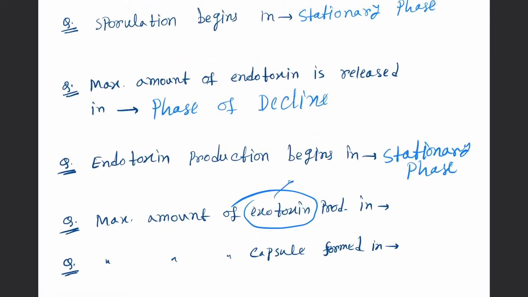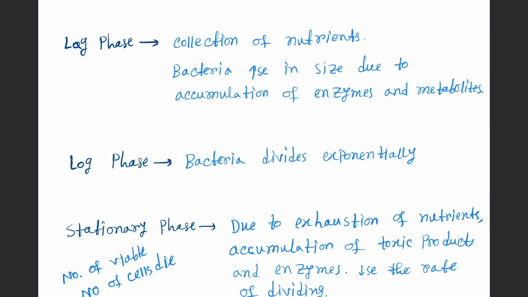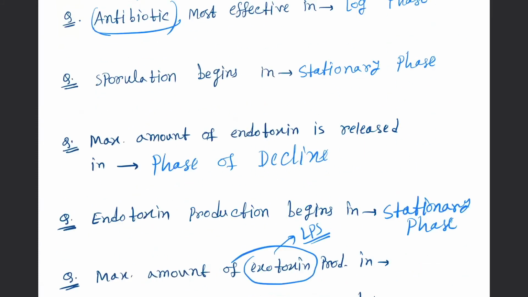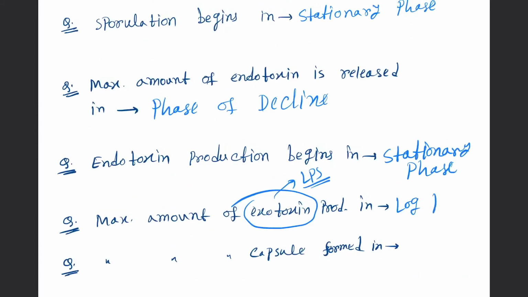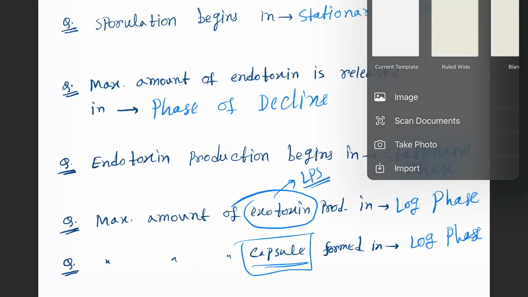Next is maximum amount of exotoxin produced. So exotoxin, you know, LPS, lipopolysaccharide is an exotoxin. So where will it be produced? Where the metabolic activity is most. So the answer will be log phase. Capsule is formed, also metabolic activity is needed. So the answer will be log phase. So that's it for the bacterial growth curve.